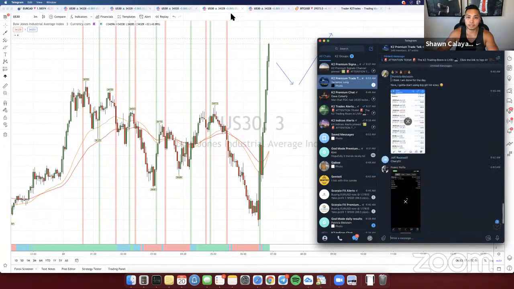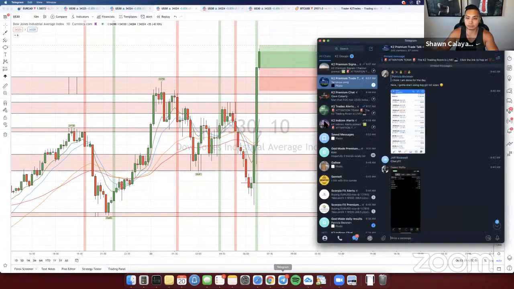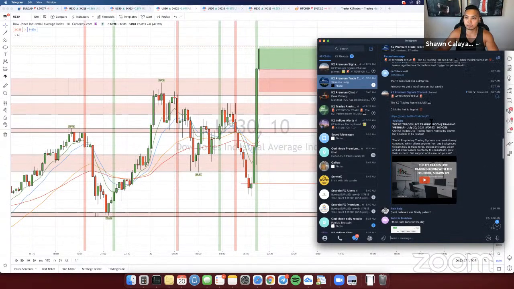A lot of you guys are taking this buy right here. The buy that I marked up right here, a lot of you guys did take it and you guys are making profit off it. That's great. I didn't take it myself, but I'm glad to see a lot of you guys here are profiting off that move. So looking at Patricia over here.